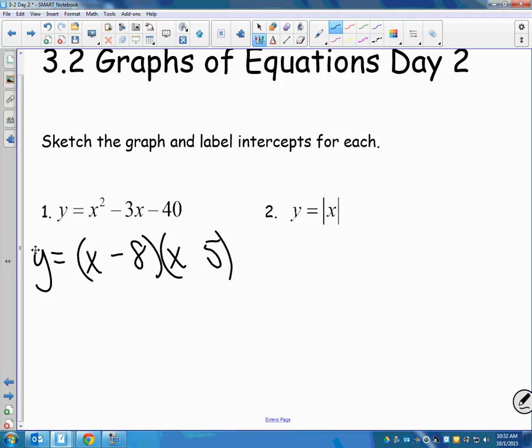So I could get my zeros, right? x equals 8, x equals negative 5. We've done that. Can we take that and translate that to a lovely graph?